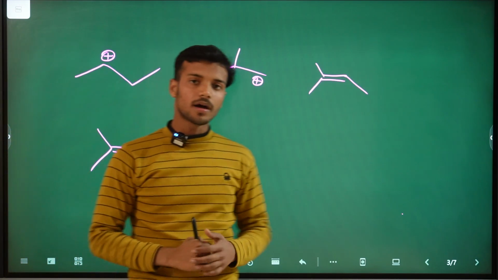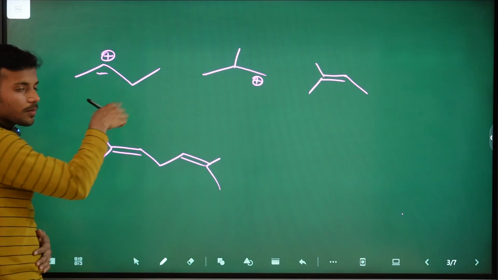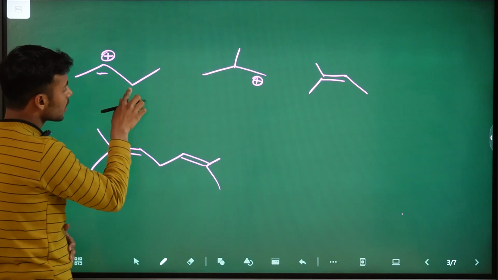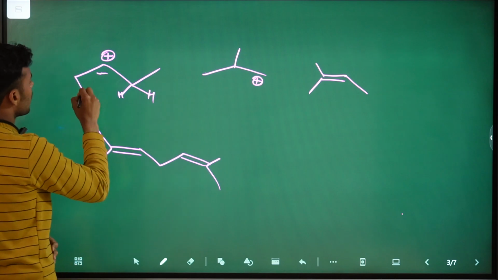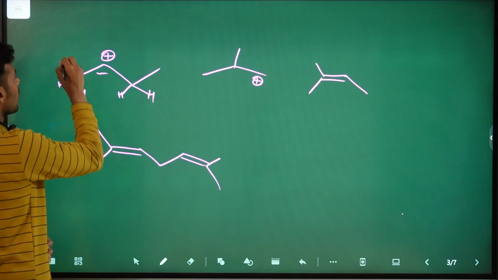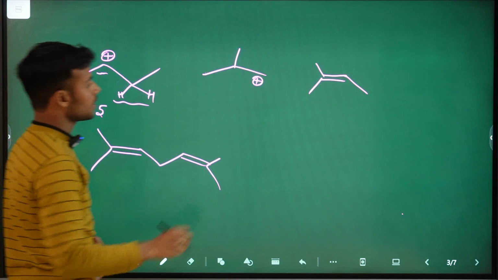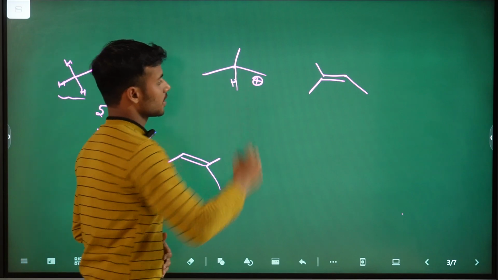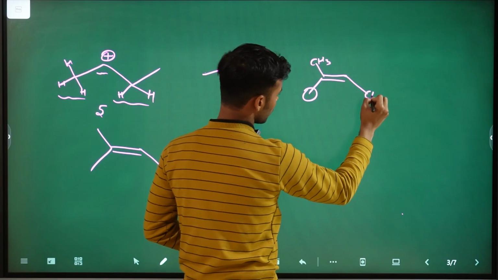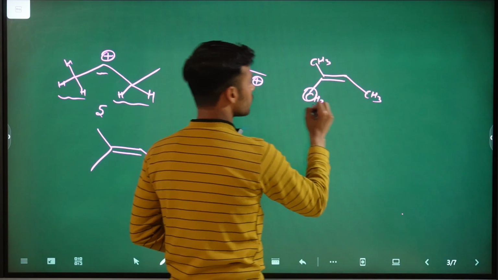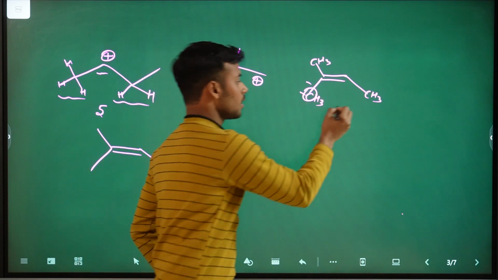Find the number of alpha hydrogens. So this is the functional group. The carbon attached to a functional group is called alpha carbon, and the hydrogen attached to an alpha carbon is called alpha hydrogen. So how many alpha hydrogens are here? 3 and 2, 5. And here only 1. And in this example, here 3, because this is a CH3 group, this is also a CH3 group, and this is also a CH3 group. So how many alpha hydrogens are here? 3, 3, 3, total 9.